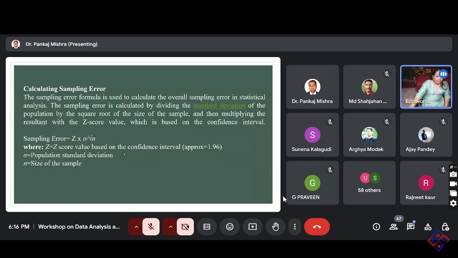And this is the way you can calculate the sample error, but this is not mandatory. If you want to do it, you can do it. If not, then it's fine. Okay. Next one.